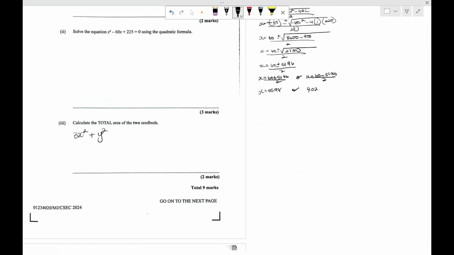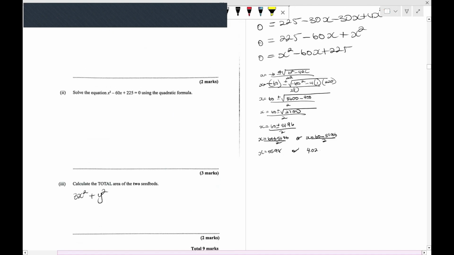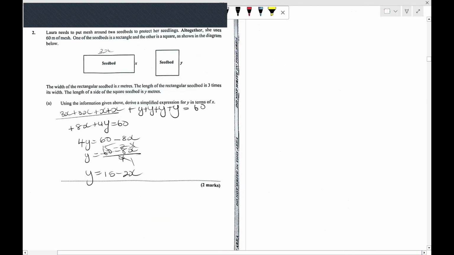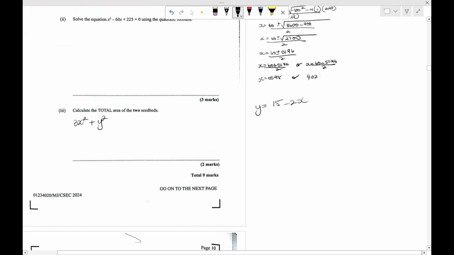So let us do the total area of these two seat beds. So remember we have two values for x because we did a quadratic. So we're not too sure which one it would be. So we're going to use the two values. We're going to substitute it and see which value of x we could actually use, right? So 3x squared plus y squared, right? So remember y, as we said before, from this part of the question is equal to 15 minus 2x. So let us see if we can solve and see what the value of y is by substituting x into that expression. Y is equal to 15 minus 2x, right? So let's put 55.98. So y will be equal to 15 minus 2 by 55.98.